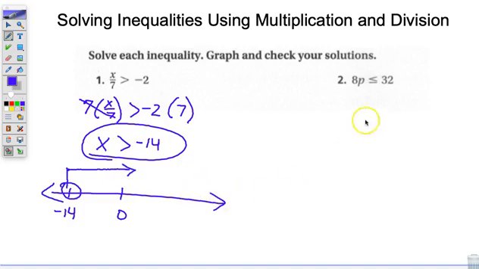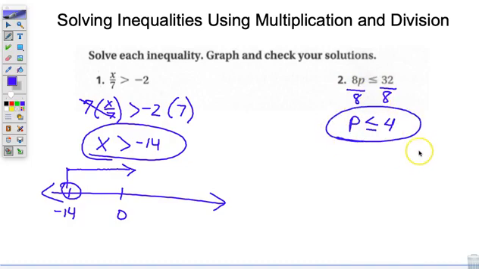In the second example, 8 times p, we will undo that by dividing both sides by 8. Since we are dividing by a positive number, we do not reverse the inequality sign. 32 divided by 8 is positive 4. Then you can go ahead and quickly make a graph. Always identify where 0 is and your number from above. Since it is less than or equal to, this is a solid circle. P, our answer, is less than or equal to 4. Those numbers would lie to the left of 4.